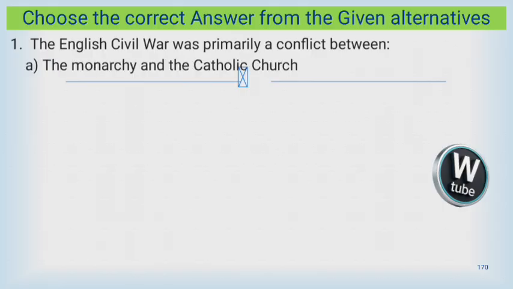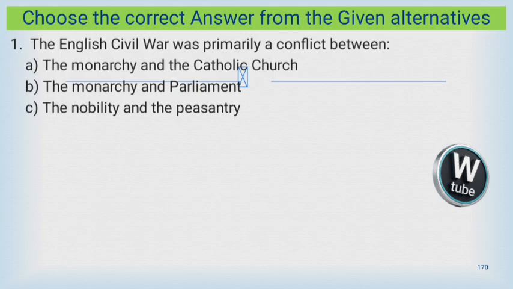Question number 1. The English Civil War was primarily a conflict held between A. The monarchy and the Catholic Church. B. The monarchy and the parliament. C. The nobility and the peasantry. D. England and France.